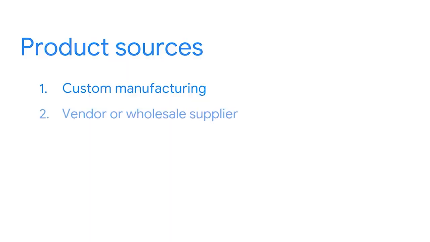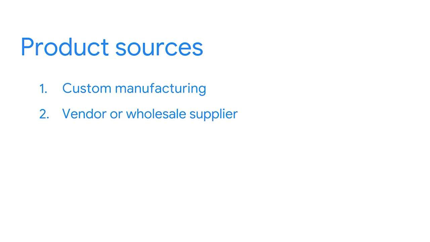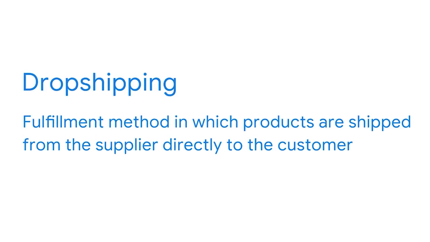Second, the company can partner with a vendor or a wholesale supplier to sell mattresses made by other companies. This option allows the company to sell products from brands that customers already know and trust. Another benefit is that it's less time-consuming and expensive than sourcing custom products. Finally, the mattress company can outsource their product fulfillment by partnering with a drop shipper. Drop shipping is a fulfillment method in which products are shipped from the supplier directly to the consumer.